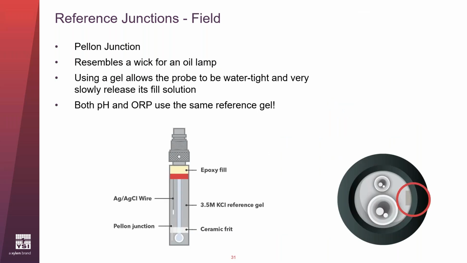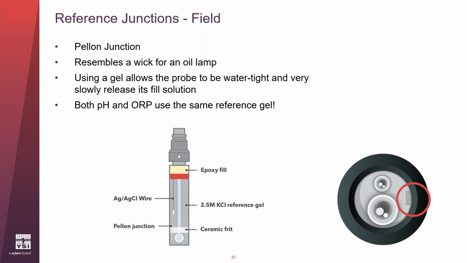All right, let's take a look at the Pellon junction. That's a special kind of junction. It's used with our environmental pH ORP probes. This junction resembles the wick of an oil lamp, and it works somewhat similarly. It allows the probe to be completely immersed in solution. The fill solution will leak out slowly from the cloth-like wick that connects the reference solution to the solution being measured. In the case of most of the compact handheld and Sonde-based pH probes, the reference solution is a 3.5 molar KCl gel. You can contrast that to lab electrodes that often use a liquid fill solution.